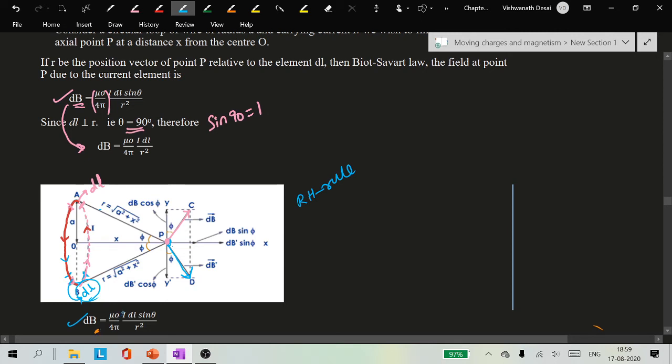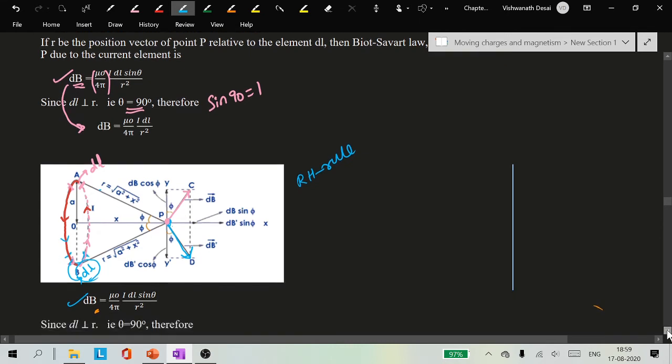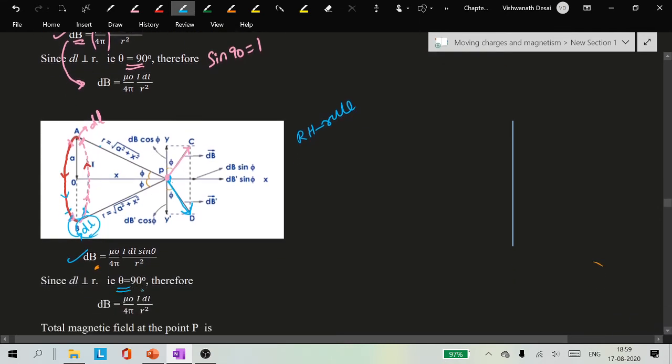The magnitude remains the same by Biot-Savart's law: dB is equal to mu naught divided by 4 pi I dl sin theta divided by r square, no change. Again, theta is equal to 90 degrees, so sin 90 is equal to 1. Therefore, you get the equation similar to the earlier one. This equation and this equation are exactly similar. Magnitude wise, both magnetic fields are exactly similar. But direction wise, this dB is in this direction and this dB is in this direction.